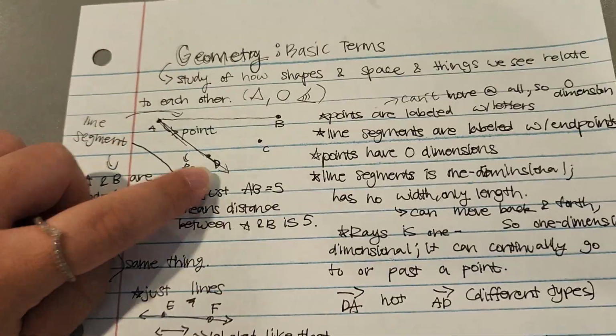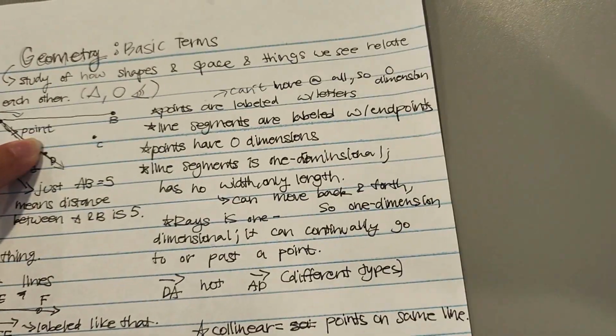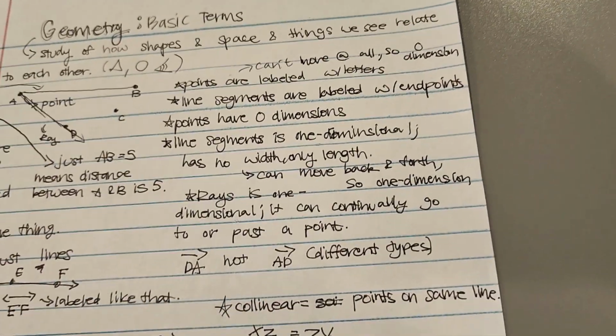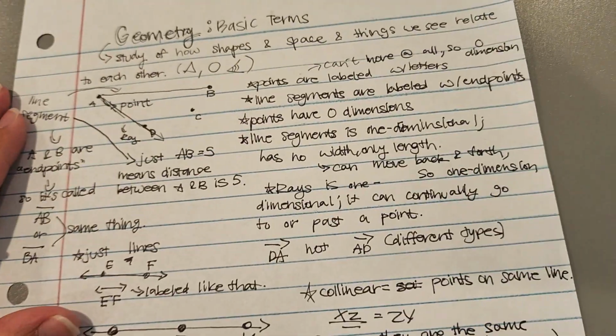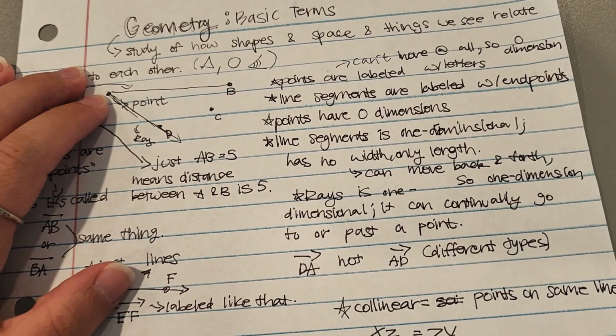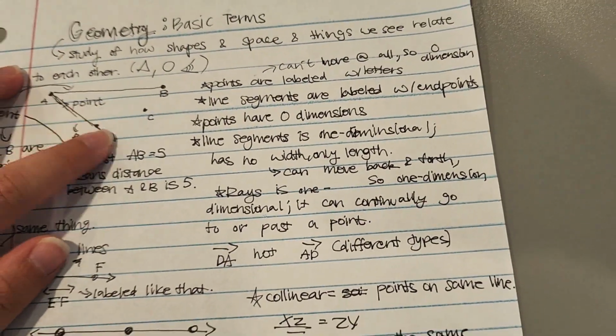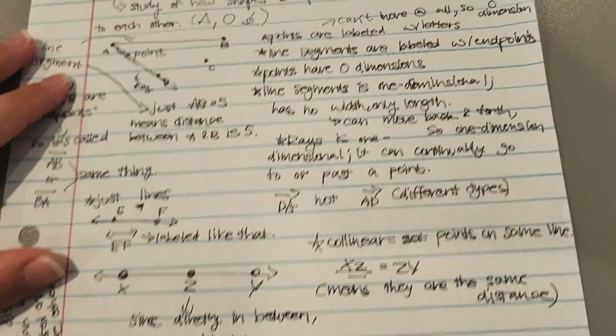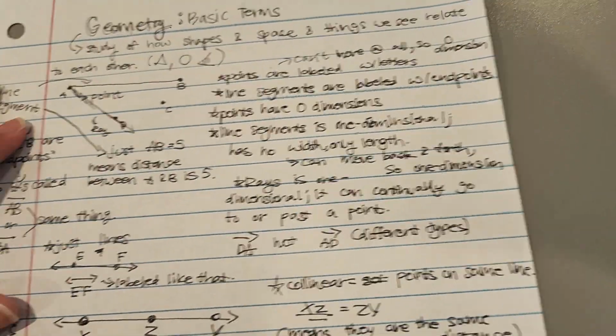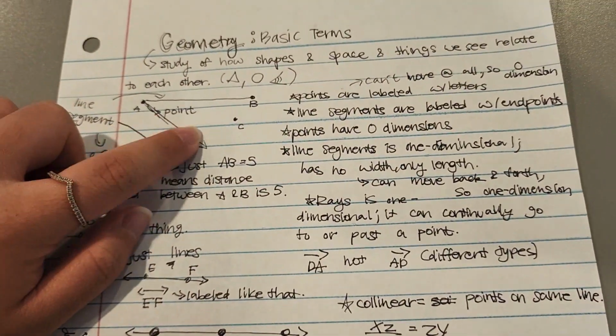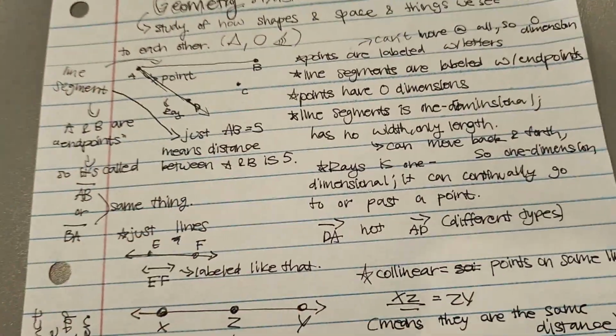And so as a point and point connect, that is a line segment, and they are labeled with endpoints. Line segments have 1 dimension because they have length but no width. And a ray is also 1 dimensional. It can continually go past the point. So this is a ray.